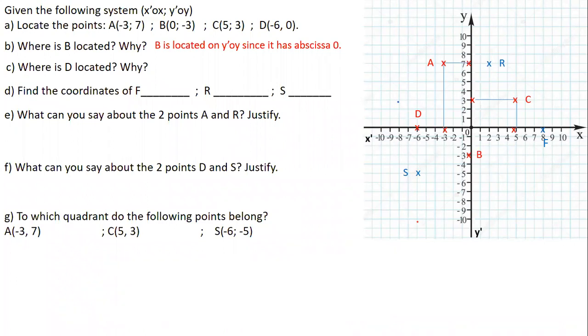Zahraa, come on. Where is D located, Zahraa? If you look at D, where is D located? D is located on X prime O X. Why? Because it has ordinate 0. Bravo. Here I have a typing mistake, not C, D, okay?